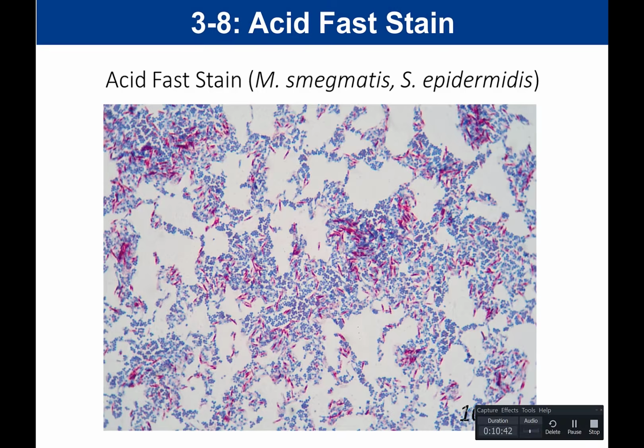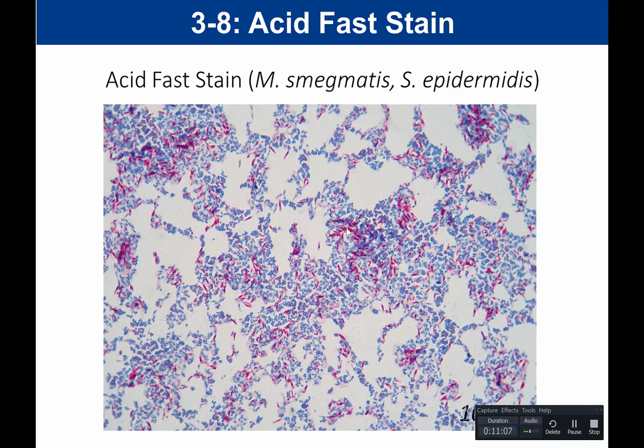You should be able to recognize an acid-fast stain. So you would want to recognize that this is an acid-fast stain. Notice we have our blue cells and then our magenta cells. The blue cells are the acid-fast negative. The pinkish colored cells are going to be the acid-fast positive cells.